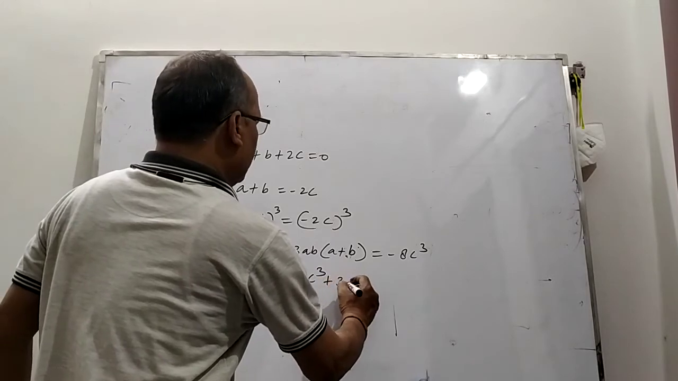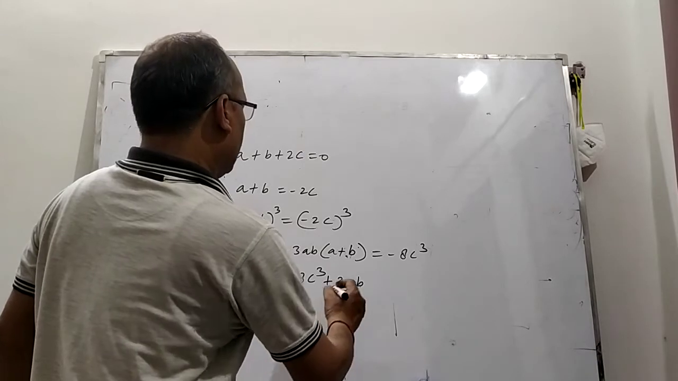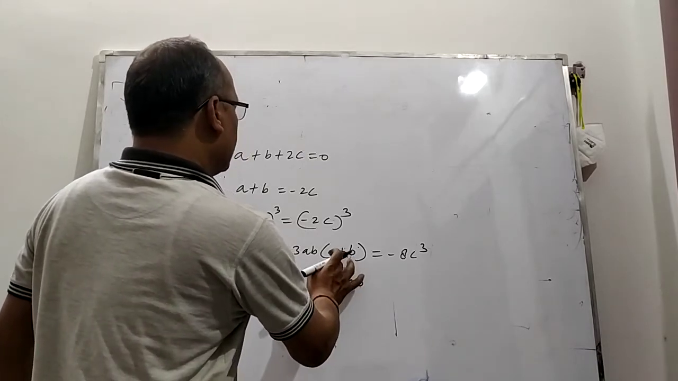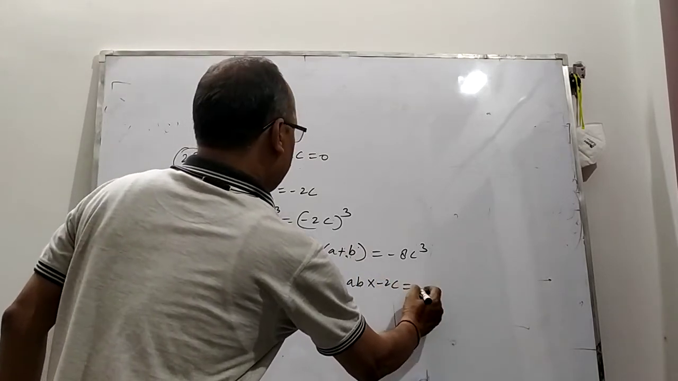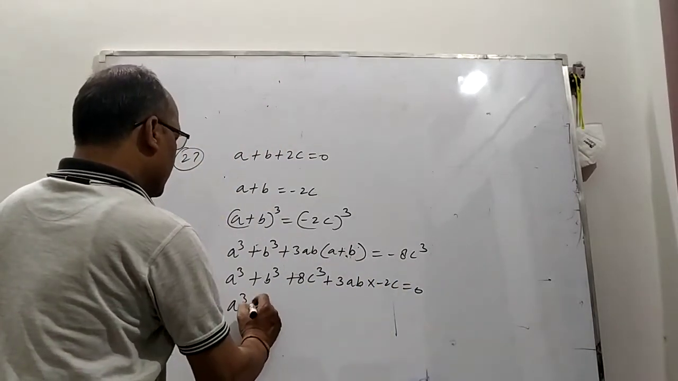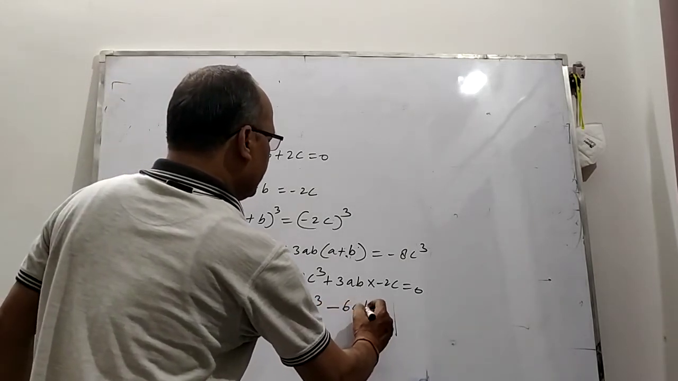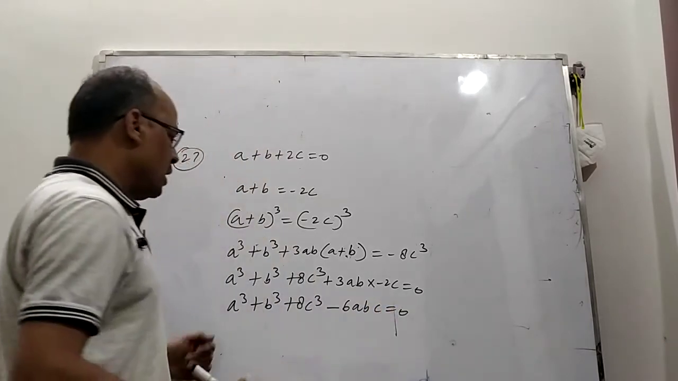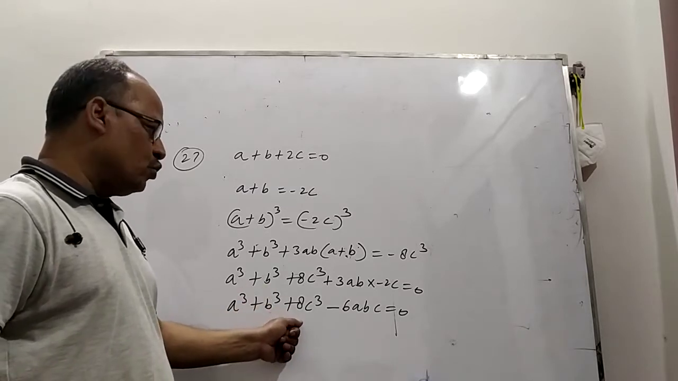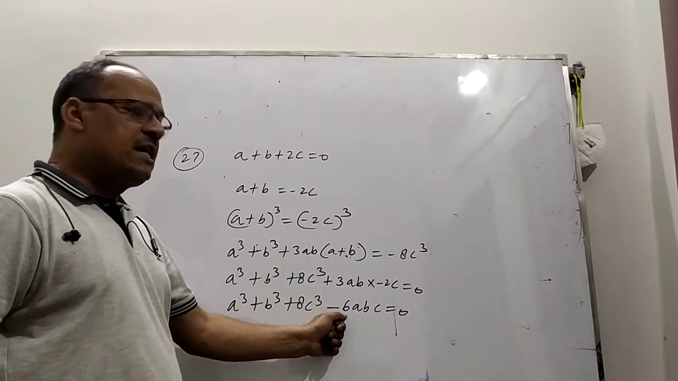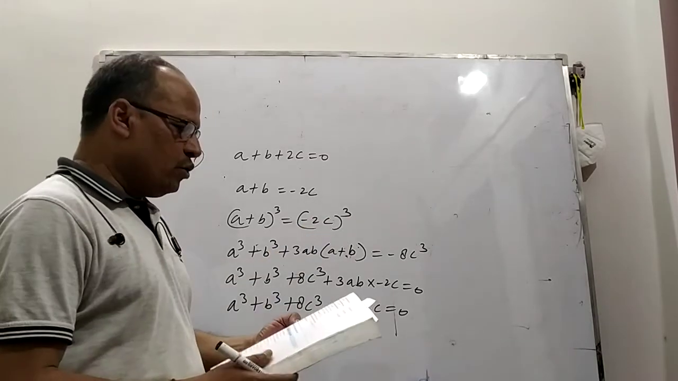Plus 3AB. What is the value of A plus B? Minus 2C. So A cube plus B cube plus 8C cube minus 6ABC equal to 0. After that, what will you get? A cube plus B cube plus 8C cube will be equal to 6ABC. This is clear? In this way, you will prove this question.